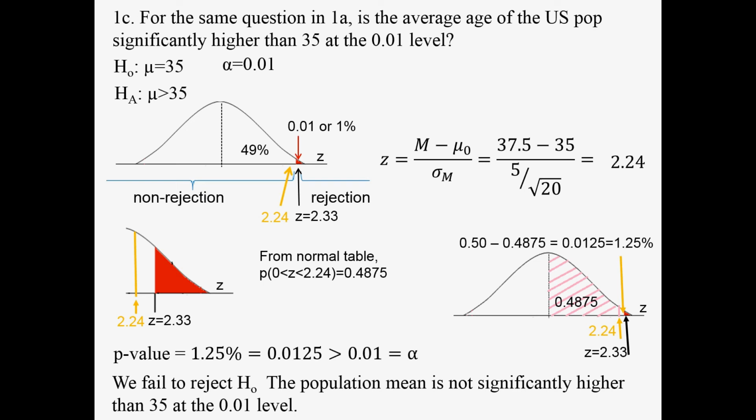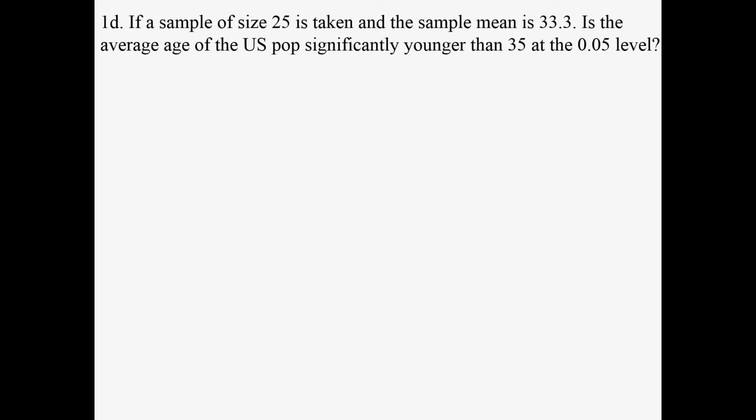So this is an example that illustrates how we conduct an upper one-tail test. Question 1D: if a sample of size 25 is taken, and the sample mean is 33.3, is the average age of the US population significantly younger than 35 at the 5% level? So this is an example that will tell us how to conduct a lower one-tail test.